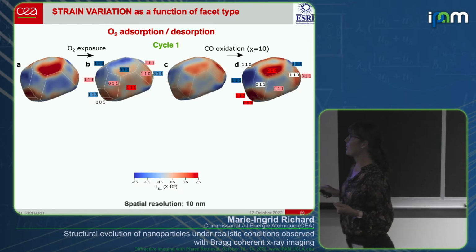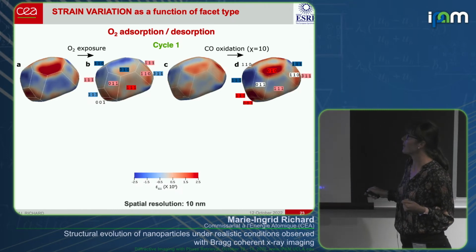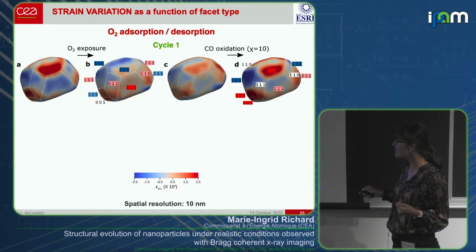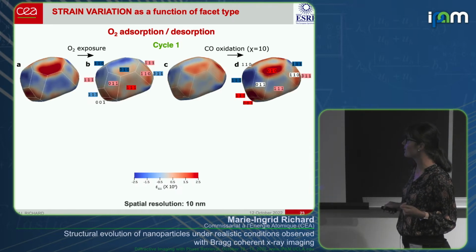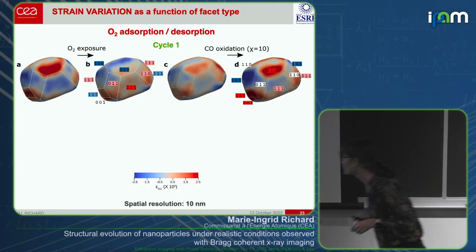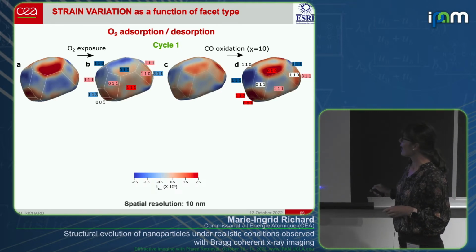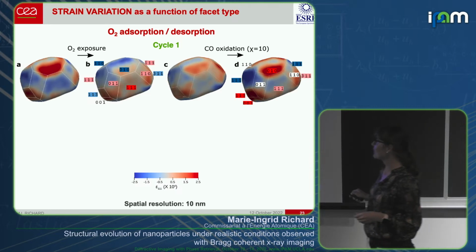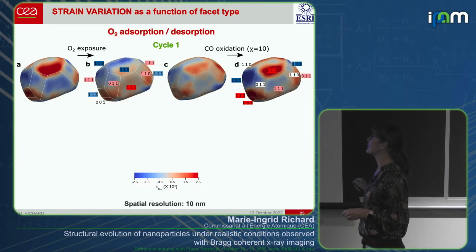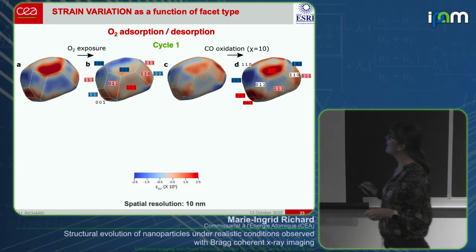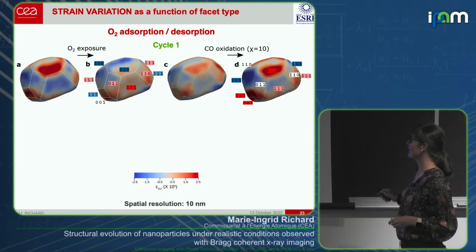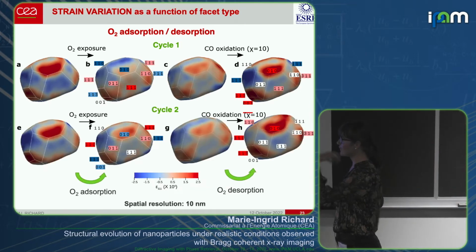Then we oxidize the particle, and it was quite impressive to see a change of the strain here. It's in the order of 10 to the minus 4. Then we have the oxidized particle. We will reduce the particle, and we are back to its metallic state. So we can do several cycles.